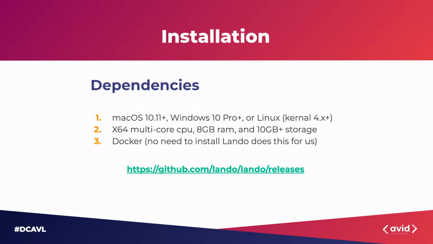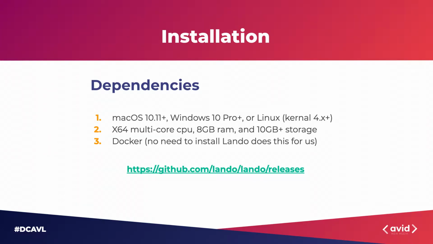So macOS 10.11 or newer, Windows 10 Pro or newer, Linux kernel 4, and of course a 64-bit processor. Lando documentation says you need at least 8 gigs of RAM and a 10 gigabyte hard drive, but I highly recommend 16 gigs of RAM and at least a 128 gigabyte hard drive, especially if you're downloading lots of Docker images for different services that you have installed.